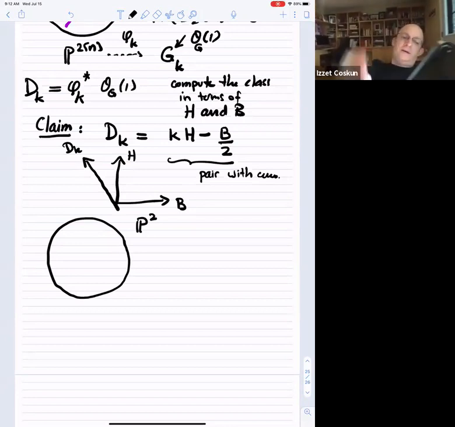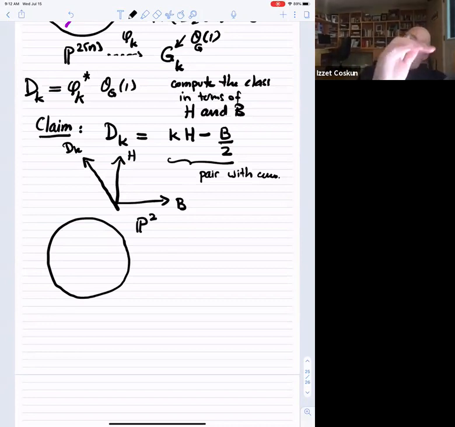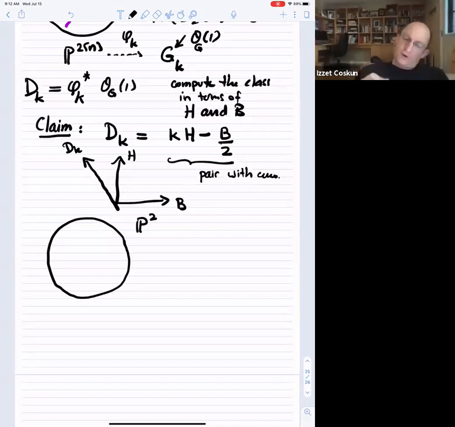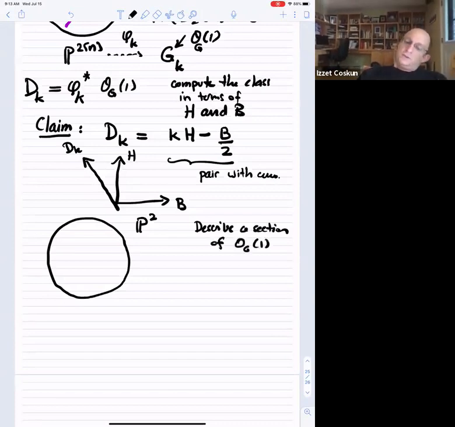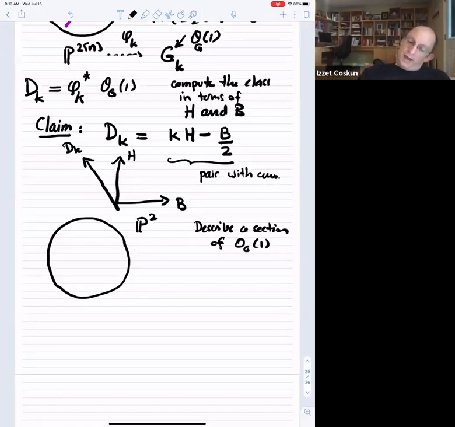Okay, so here is how you should think about it. Let's remember what this OG of 1 is. Let's remember how you get the OG of 1. One way to describe a section of OG of 1: you have the Grassmannian here.